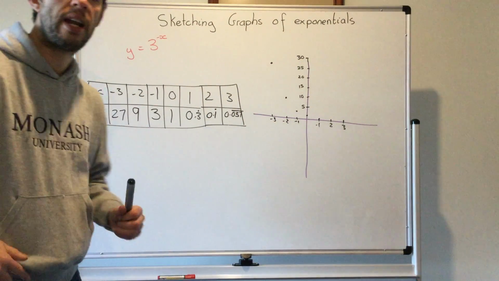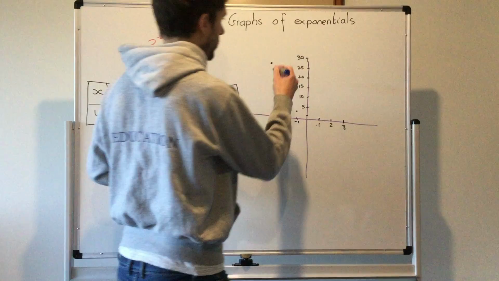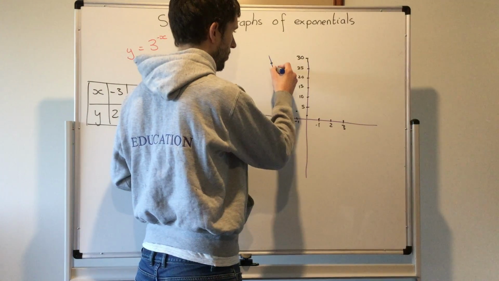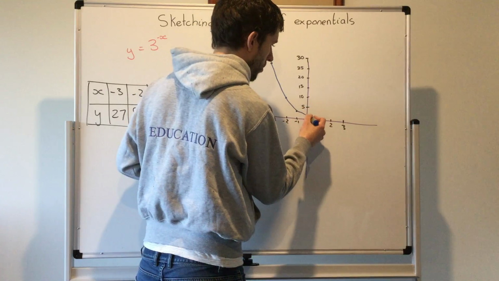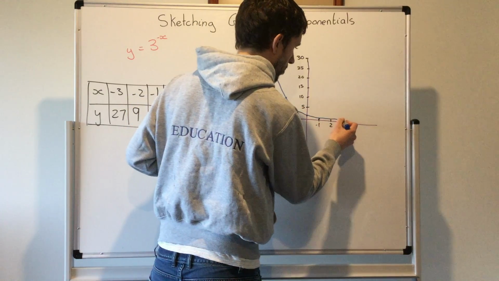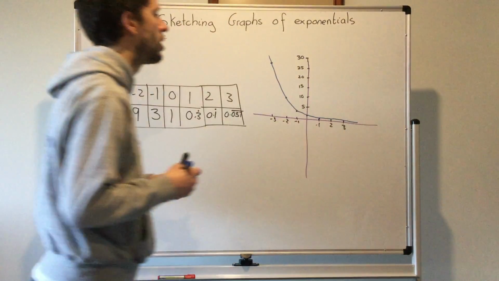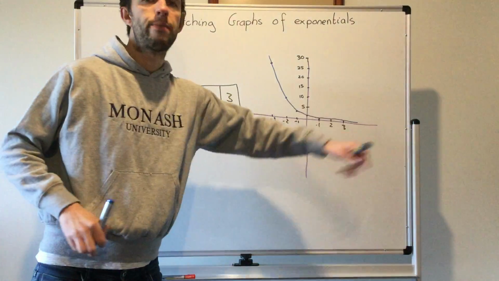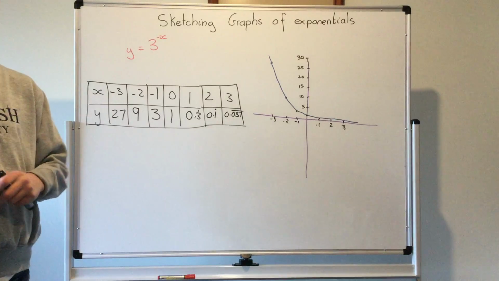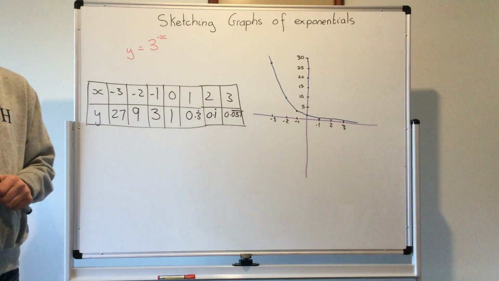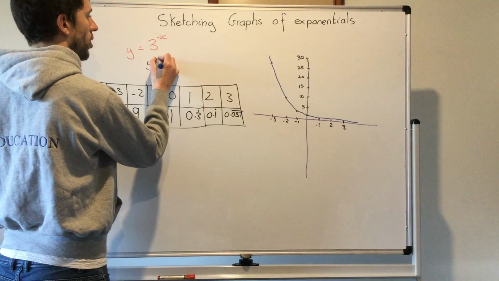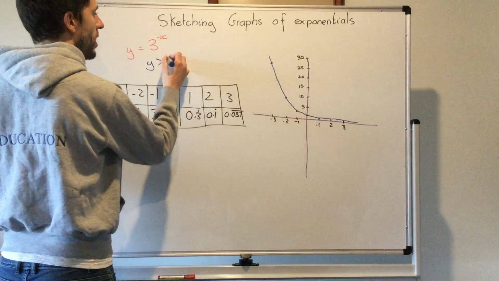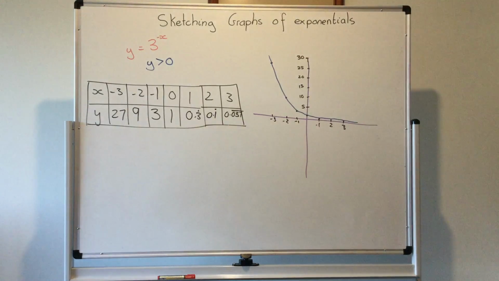So we have finally come up with our graph, and it looks like this. It scrapes along the edge, but it will never touch 0. So that means we can say that y is always going to be greater than 0.